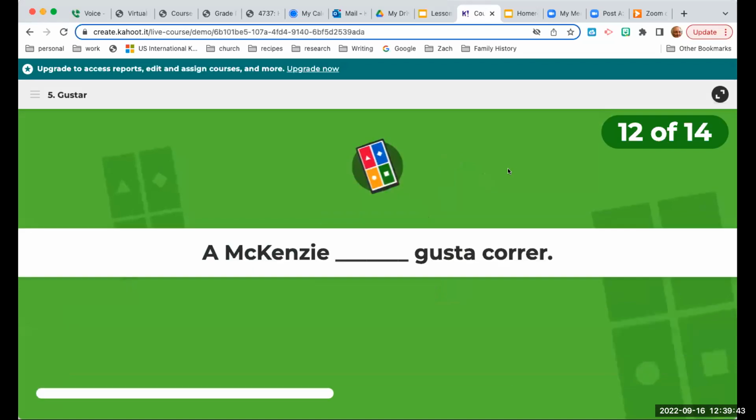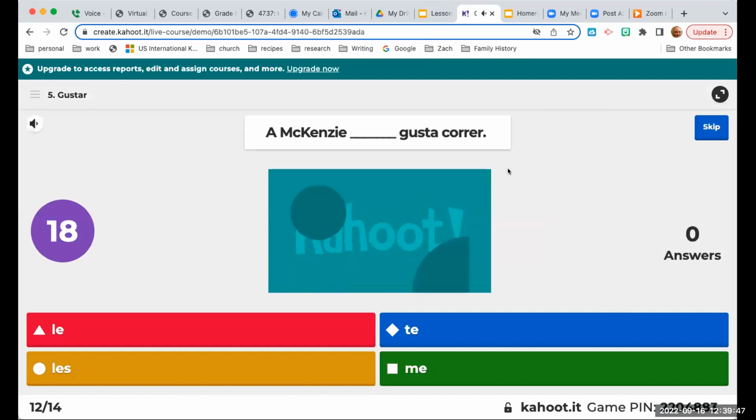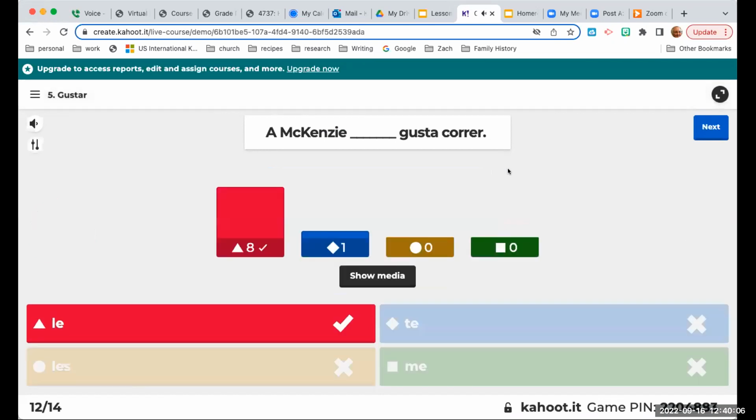A Mackenzie blank gusta correr. Le, les, te, or me? Okay, le is correct because Mackenzie, we're talking about her. She likes to run.